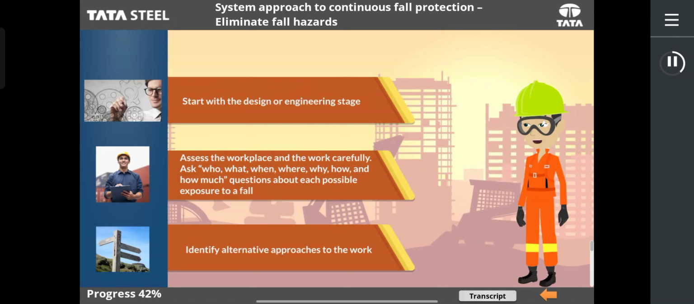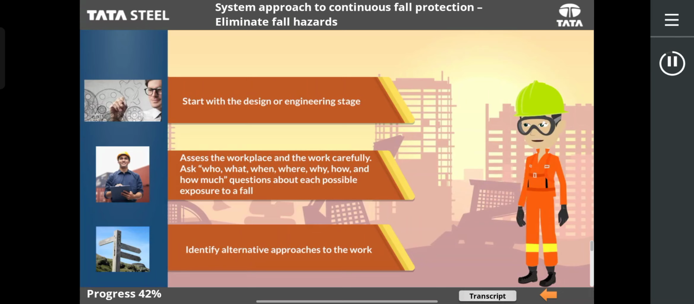The first step in this approach is to assess the workplace and the work carefully. Critically examine the workplace to identify the possible exposures to falls. Ask who, what, when, where, why, how, and how much questions about each possible exposure to a fall. This assessment of the site and the work not only helps eliminate hazards, but also identifies alternative approaches to the work that can measurably enhance productivity.